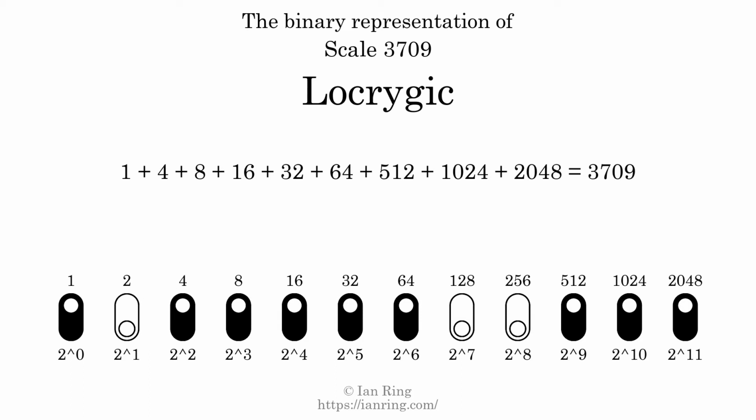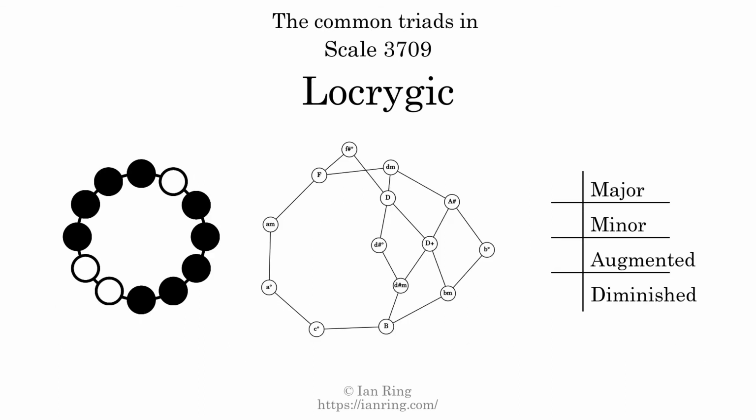The scale number not only enumerates the scale with a unique index, but it also literally describes the tonal content of the scale. Represented as a binary number in base 2, the scale number is 1110011111101. Here are the common triads present in this scale.